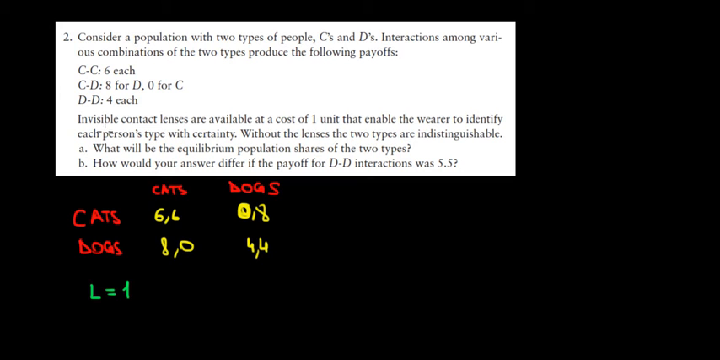Let's have a look at question 2 in this video. So we have a population with two types of people, C's and D's. Let's just call them cats and dogs to give some meaning to the question. Now, interactions among them are different, and here we have the payoffs.